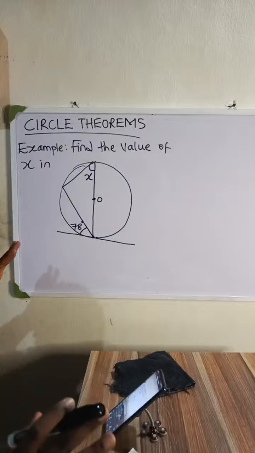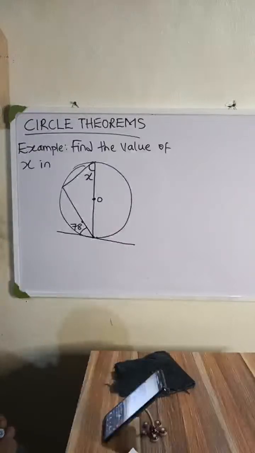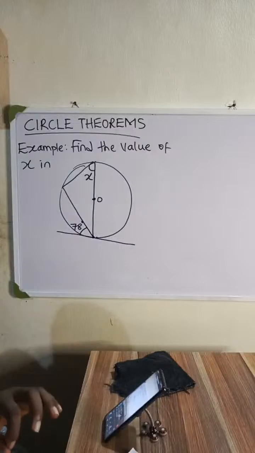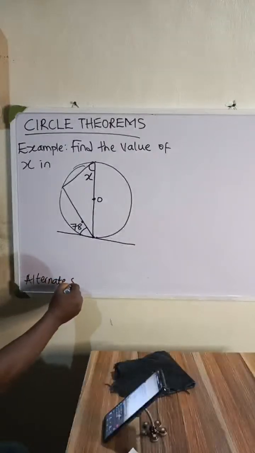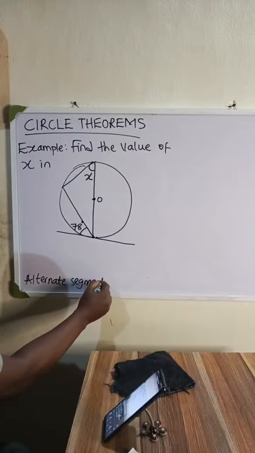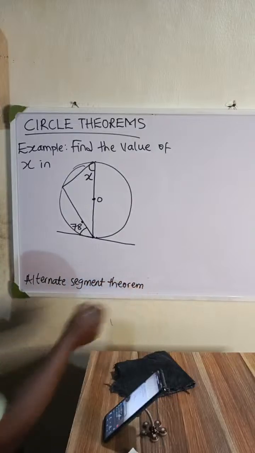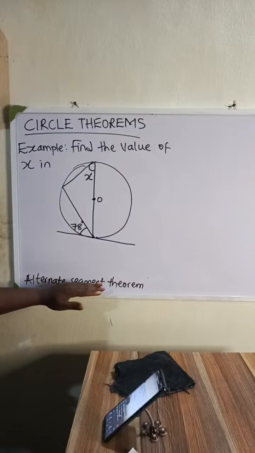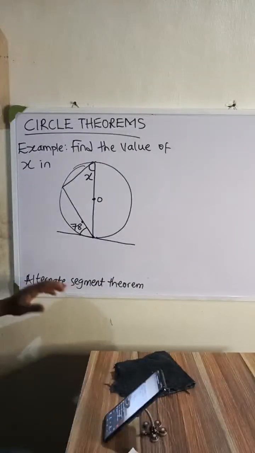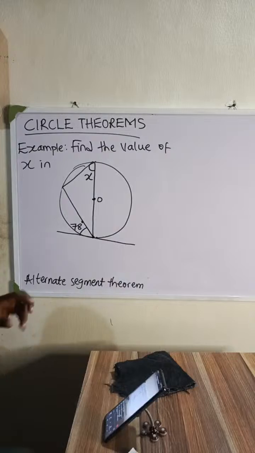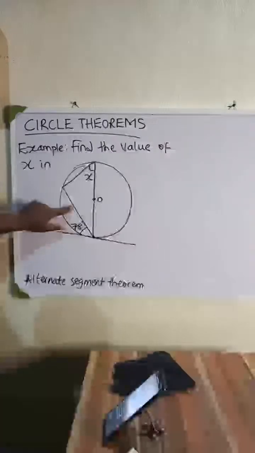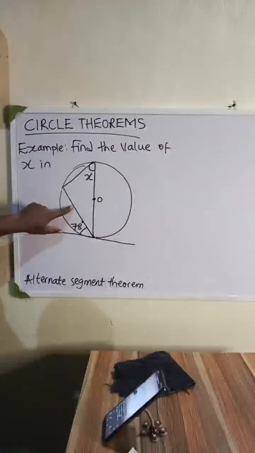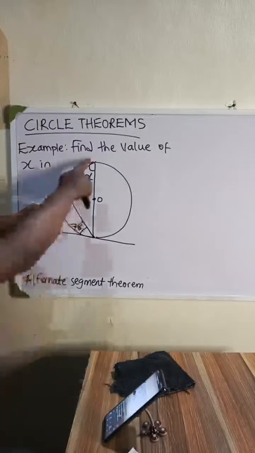So let's look at it. One of the principles we learned in our last class is alternate segment theorem. We looked at alternate segment theorem. Correct. Good. Looking at alternate segment theorem, we saw that the angle that is created by a tangent and a chord is equal to the angle that the chord creates with the circumference.